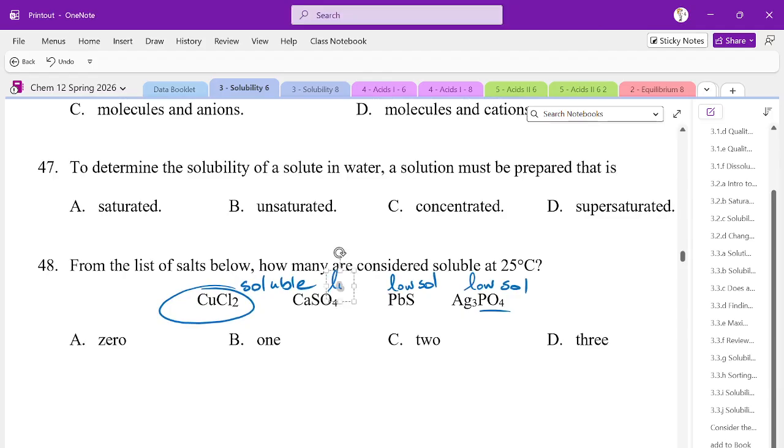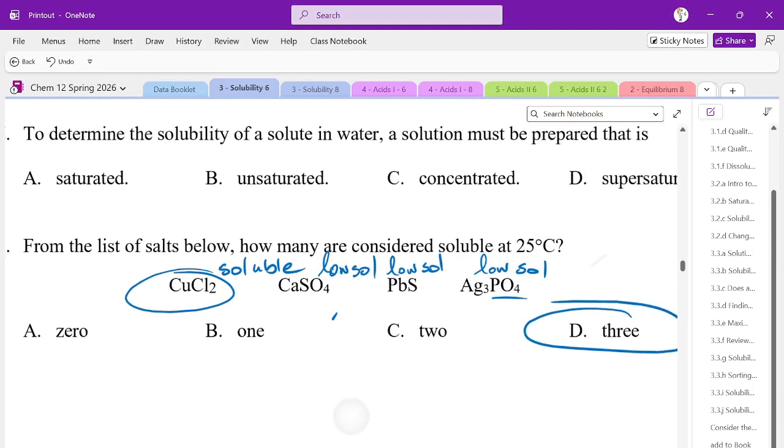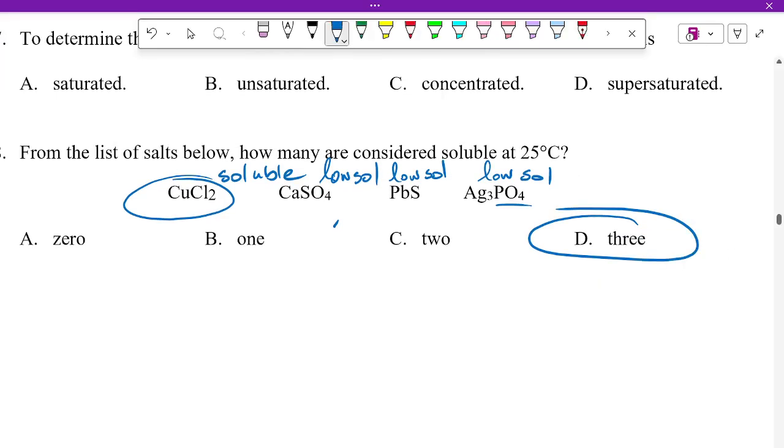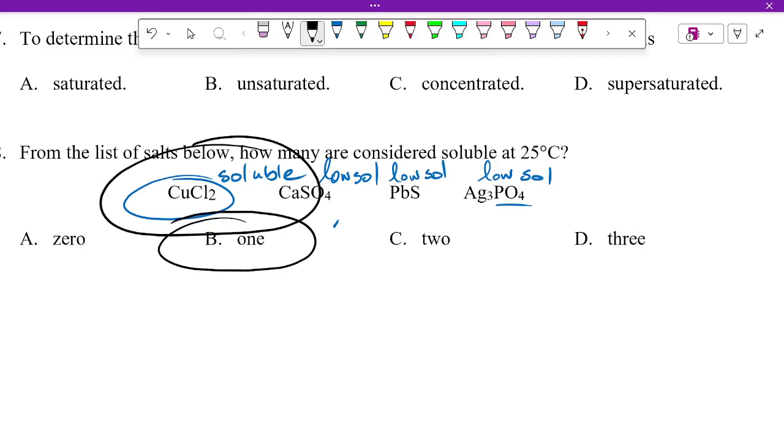So this is low solubility. So that means that there are 3 that are low solubility. And it's wrong. Well, the answer key says B. The answer key says B? Oh, are considered soluble. I'm sorry, I'm reading the question wrong. C would do it. Yeah, it should be 1 is considered soluble. I was reading it wrong. There we go. 1 is considered soluble. That one is soluble.